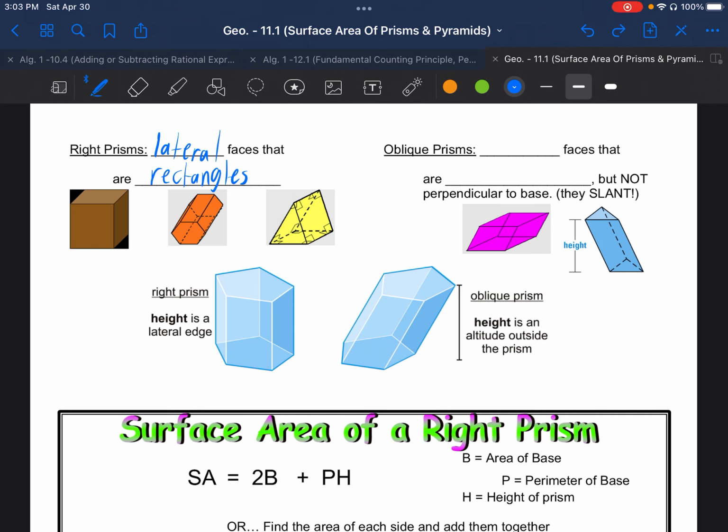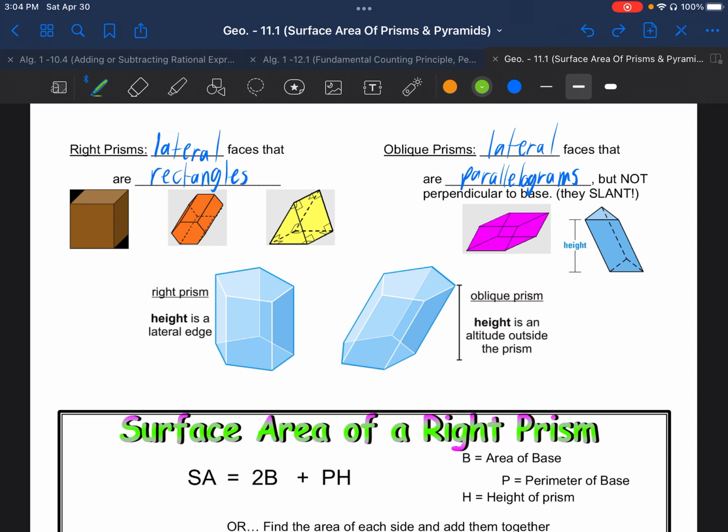Then we have oblique prisms. This is where the lateral faces, the sides, are parallelograms, but they're not perpendicular to the base, so they are not going to be rectangles. They slant is a good way to think about it. So here we have these parallelograms for the lateral faces, which would be fine, but they are non-rectangle parallelograms. Same thing here, bases are triangles, but these lateral faces, the sides, are parallelograms that are not rectangles, so they don't make right angles.